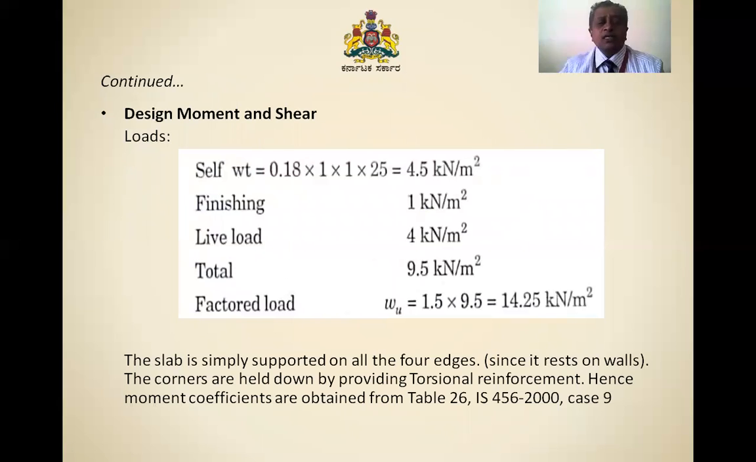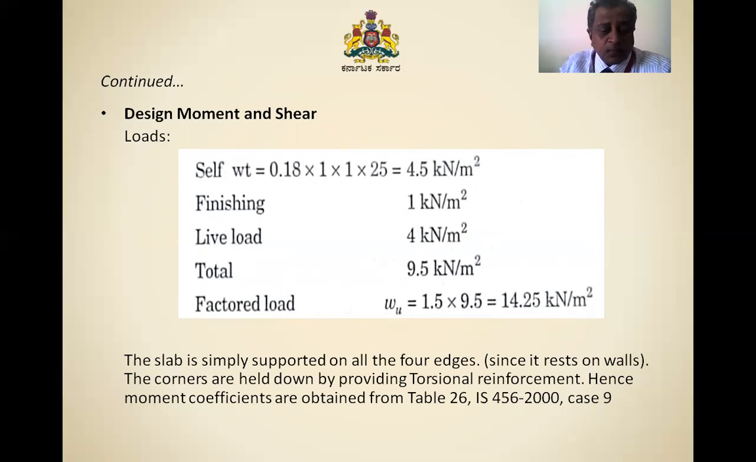Now, finding out the design moment and shear. Find the self-weight. Self-weight is 0.18, the thickness, into 25 kilonewton per meter cube. It works out to 4.5 kilonewton per meter square. Floor finish is 1 kilonewton per meter square. Live load is 4 kilonewton per meter square. Total is 9.5 kilonewton per meter square. The factoring is multiplying the total load by 1.5. It works out to 14.25 kilonewton per meter square.